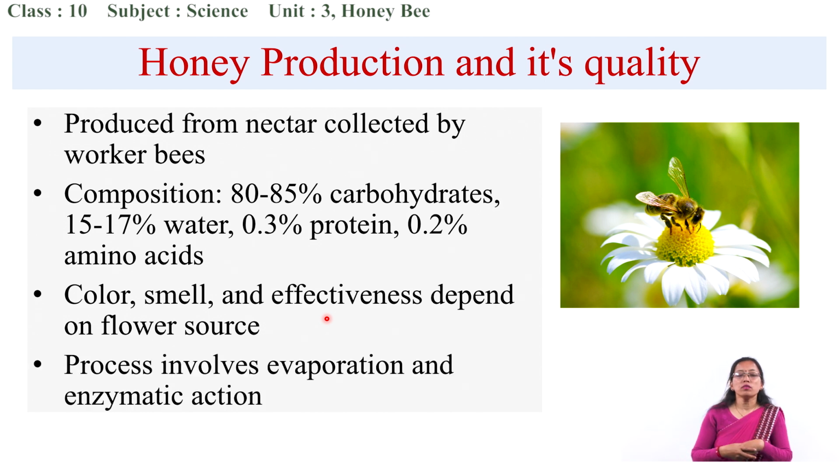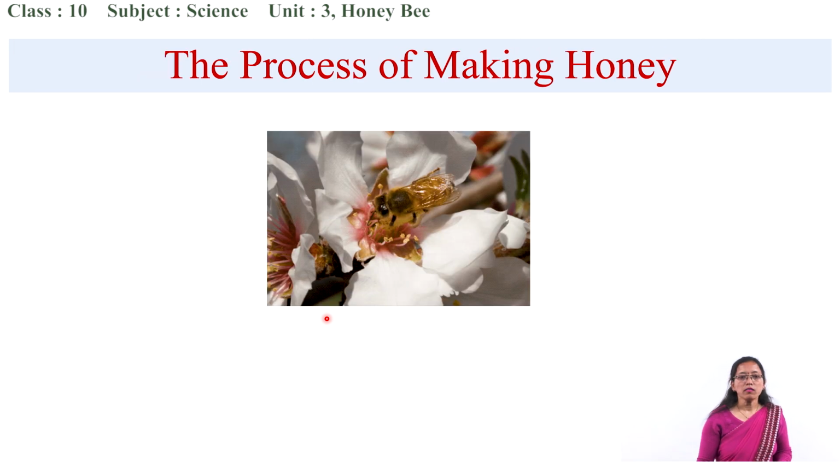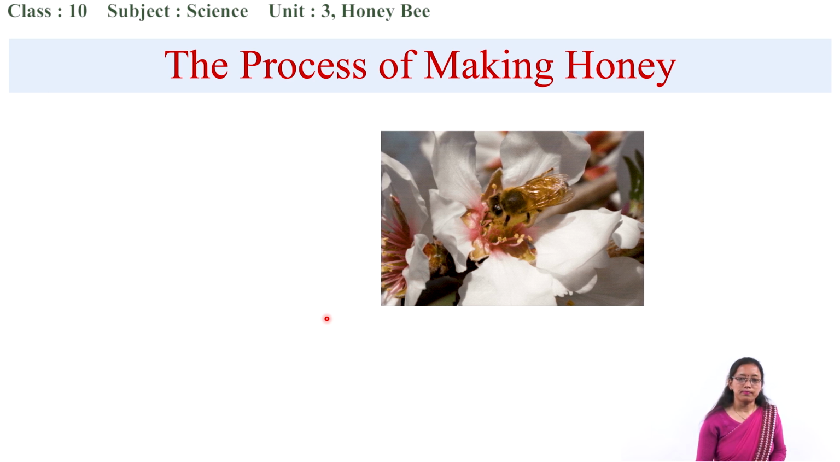The honey production process involves evaporation and enzymatic action, especially evaporation of water and enzymatic action to decompose the higher carbohydrates into simple forms. What is the process of honey making? Let's see here.